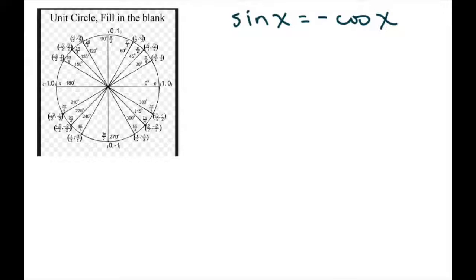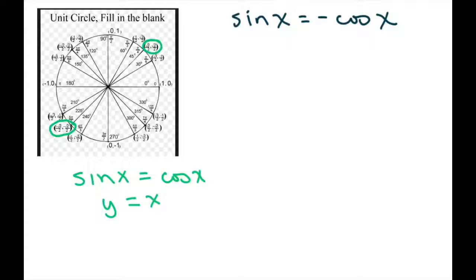We have sine of x equals negative cosine of x. So if we do the other one that I put on the other slide, if I had sine of x equals cosine of x, and if you're just doing it mentally, that means where does y equal x? So basically it's right here. They equal each other. The two coordinates are the same.